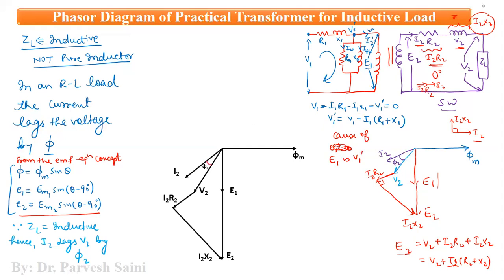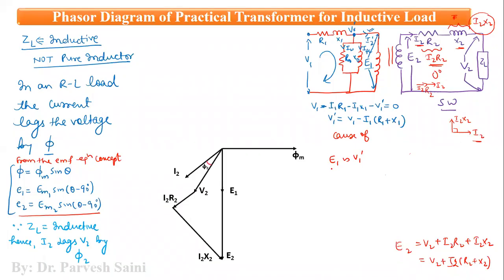So let us erase all these from here. Hence, as per Lenz's law, E1 opposes V1 dash, right? So we will draw a new phasor. Instead of V1, we will draw a new phasor V1 dash on the upper side, opposing E1. So let us draw this one. Now this green line basically indicates the sum of these two phasors, I2R2 and I2X2. So this is not significant. It is simply drawn here just to make it a bit attractive.